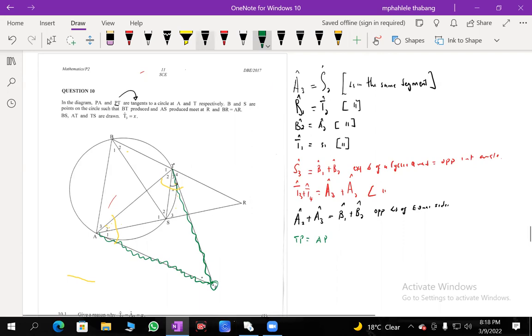Now, looking at the triangle ATP. Looking at the triangle ATP.